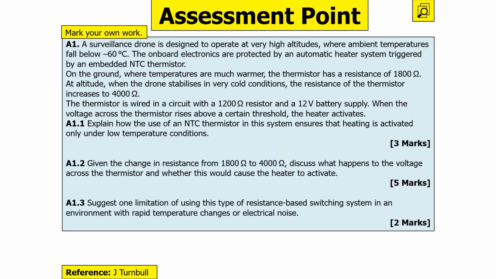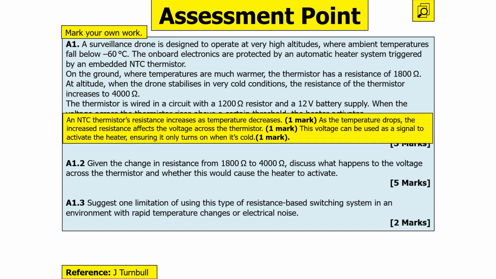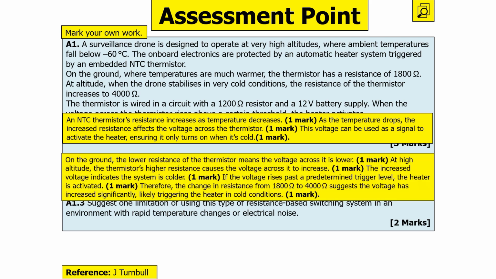Right, in this first one, once again, we're looking at how a thermistor works. So a thermistor's resistance increases as the temperature decreases. So this means, in this context, as the temperature drops, the increased resistance affects the voltage across the thermistor. Now this voltage can be used as a signal to activate the heater, ensuring it only turns on when it's cold.